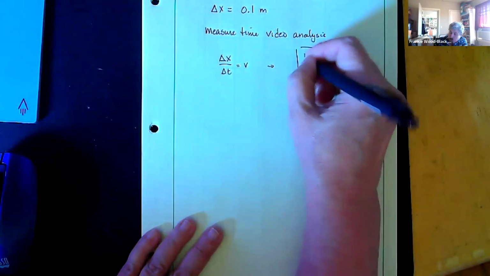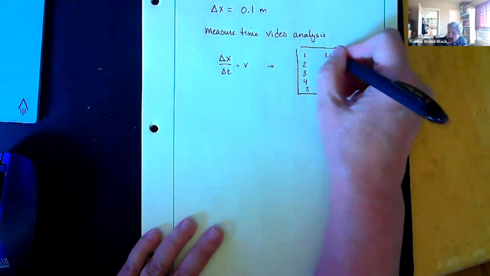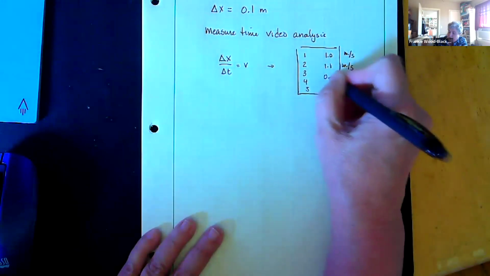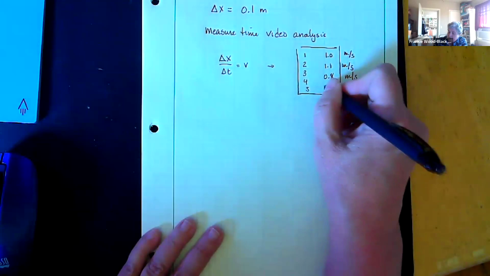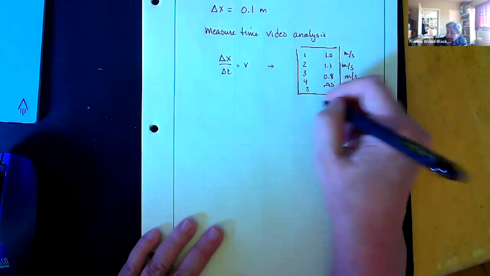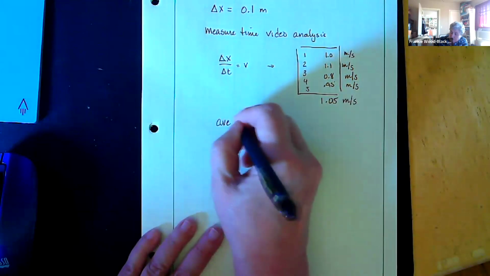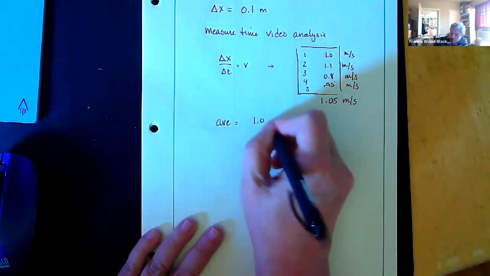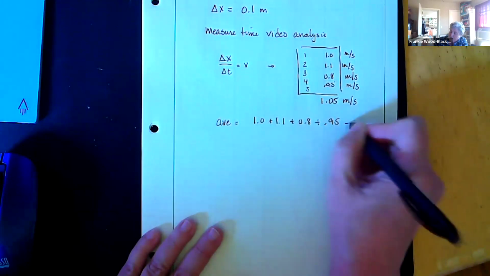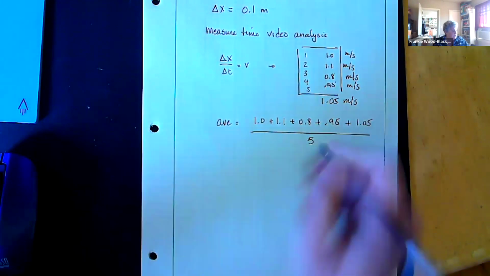So we're going to do this. We're going to do 1, 2, 3, 4, 5. And let's say it's 1.0 meters per second, and this is 1.1 meters per second, and this is 0.8 meters per second. This is 0.95 meters per second. And then this one is 1.05 meters per second. You'll calculate an average. So I'm going to take my 1.0 plus my 1.1 plus my 0.8 plus my 0.95 plus my 1.05, and I'm going to divide by 5. So let's do that real quick.